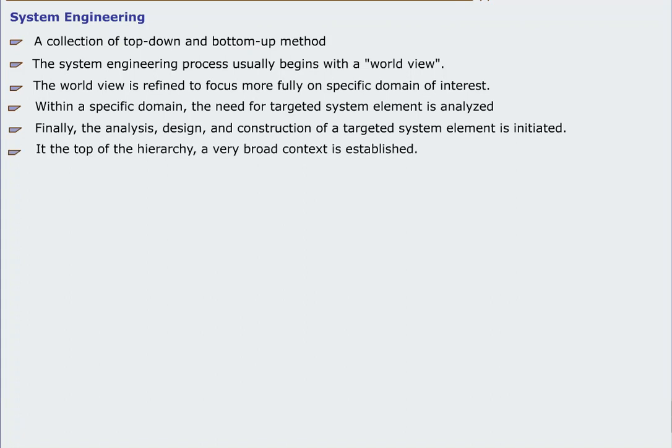At the top of the hierarchy, a very broad context is established, and at the bottom, detailed technical activities performed by the relevant engineering discipline, for example, hardware or software engineering, are conducted. Stated in a slightly more formal manner, the worldview is composed of a set of domains which can each be a system or system of systems in its own right.